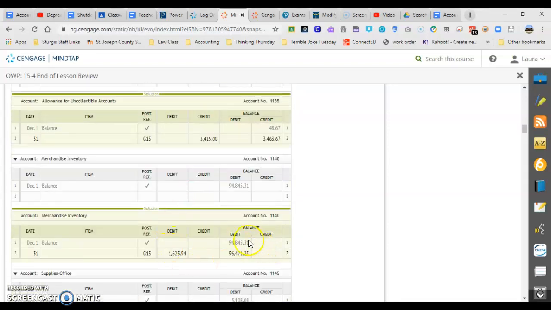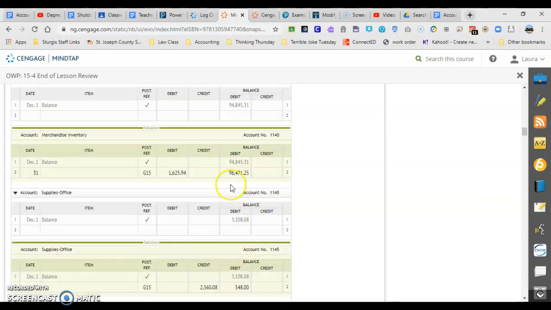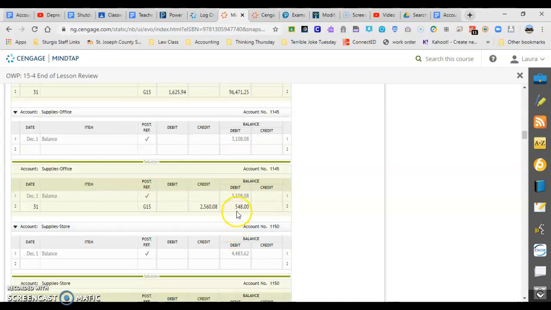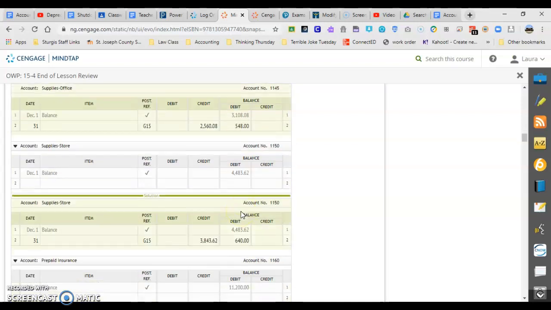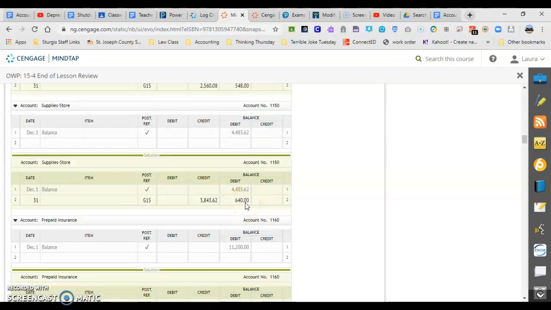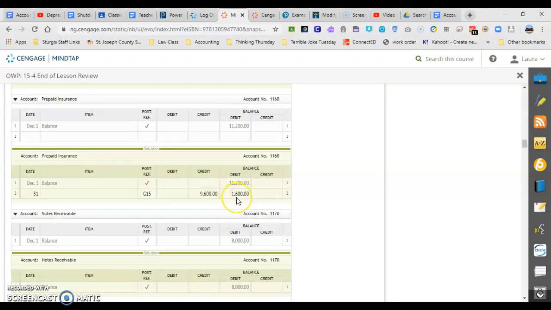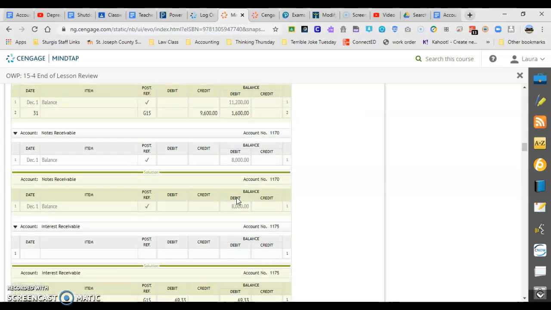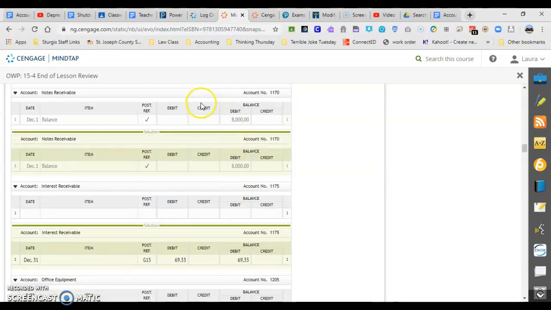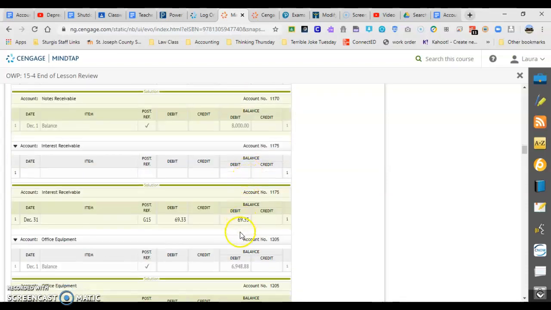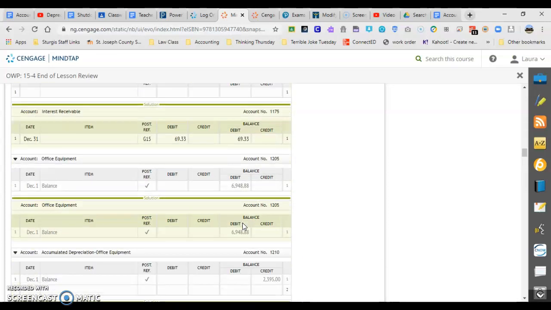So your inventory after adjustment is how much you have left, how much your physical inventory was. Same thing for your supplies. After you took some out, this is how much you physically have left in supplies. Same thing for store supplies. It said you had $640 left physically. Insurance, you have how much you have left. Notice your notes receivable hasn't changed. You haven't changed your notes receivable, but you did earn some interest from that note. So here's interest receivable. You haven't received it yet, but you will when it's due, hopefully.